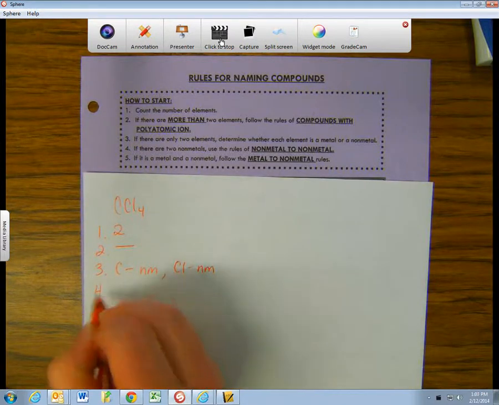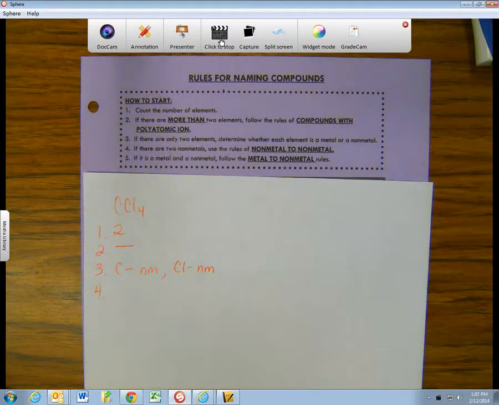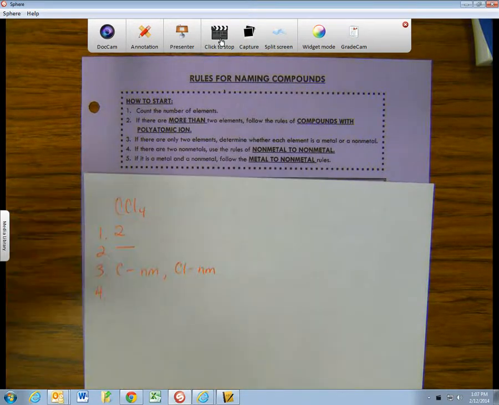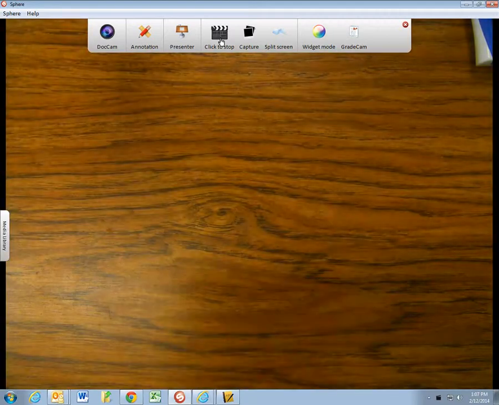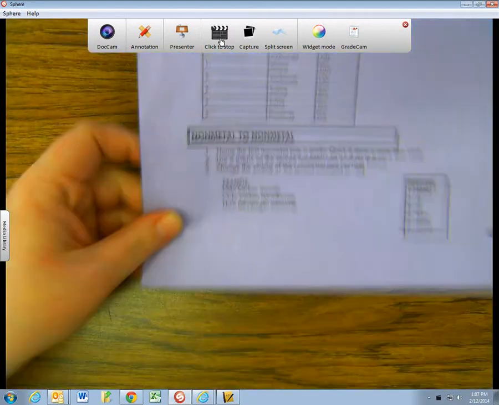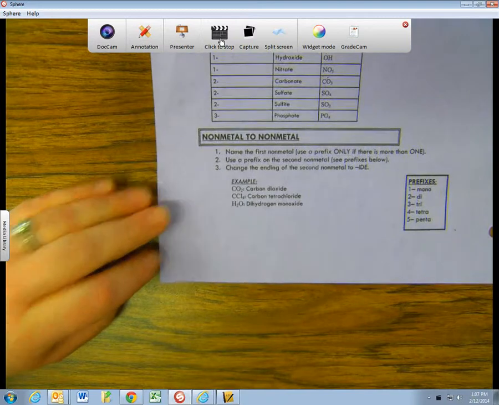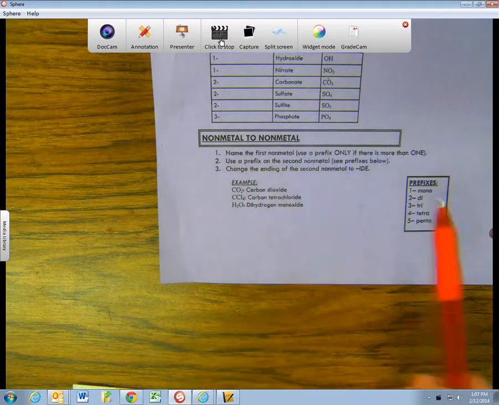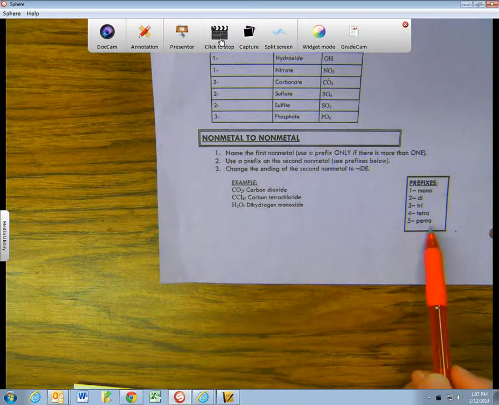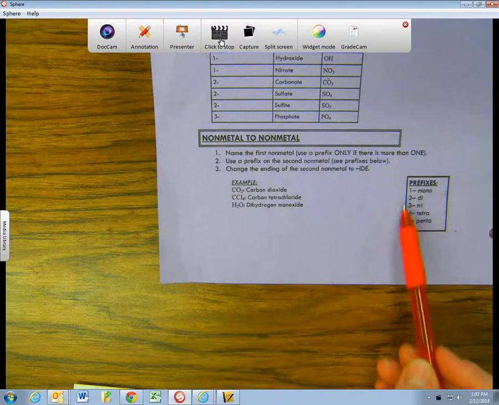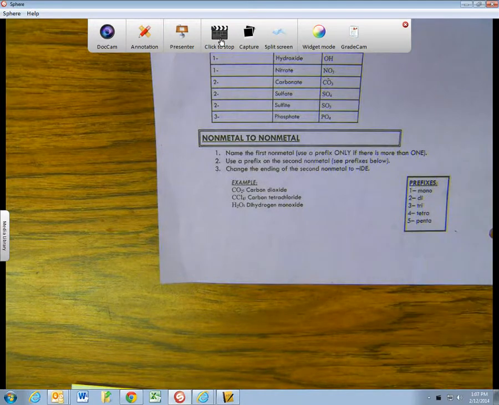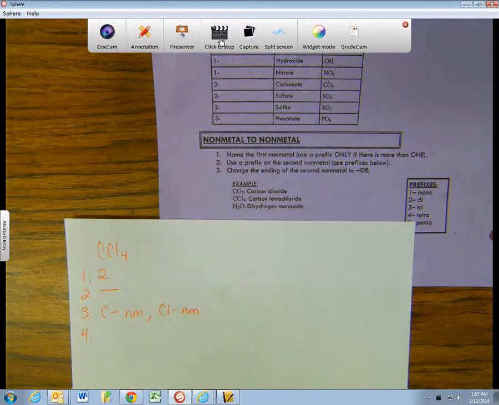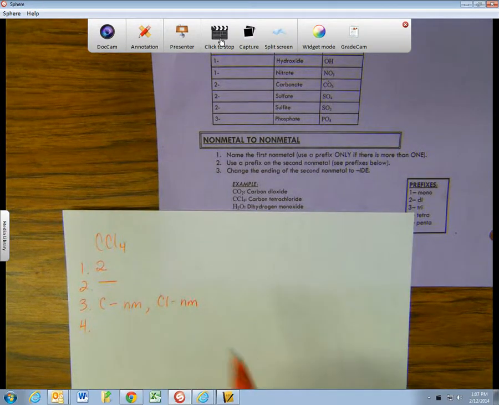Step 4 says if there are two nonmetals, use rules of nonmetal to nonmetal. Well, there are two nonmetals, so I'm going to use those rules, which are on the back side of your rule sheet at the very bottom. So if you'll notice, it gives the rules here, and then it also shows prefixes. And prefixes are something that you use only for nonmetal to nonmetal compounds. So what we're going to do here is we're going to name our first nonmetal and use a prefix only if there's more than one.